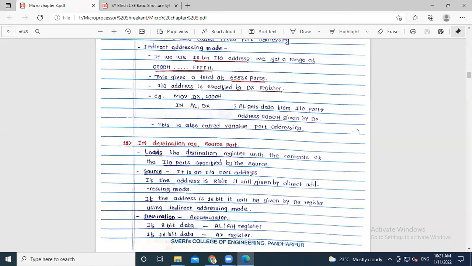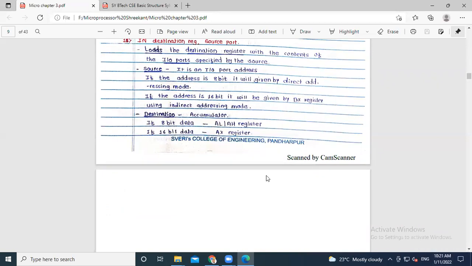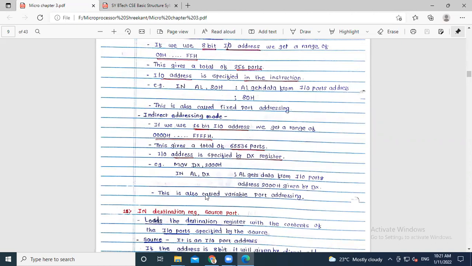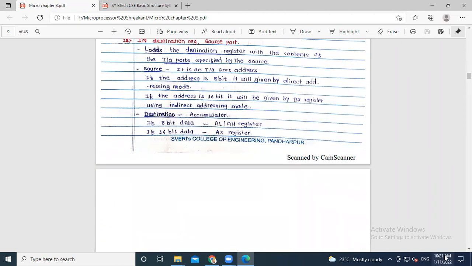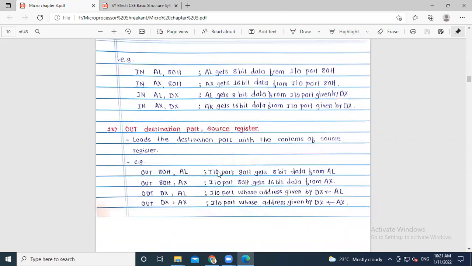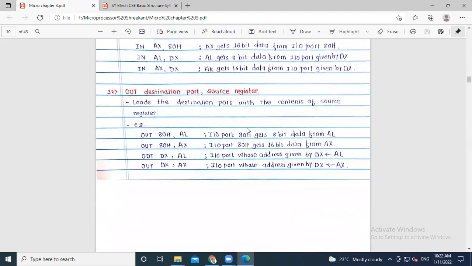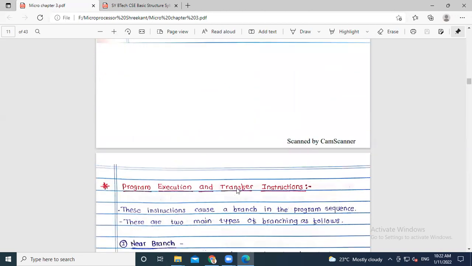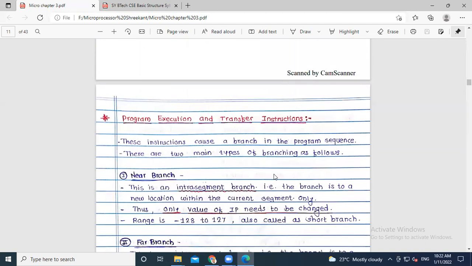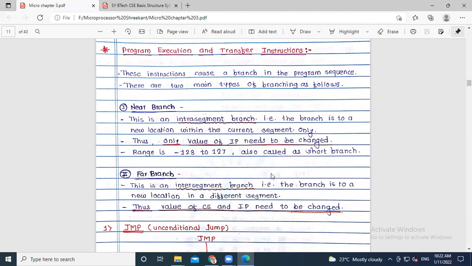So dear all students, now it's 10:20. I will give you 10 minutes, up to 10:30. Read whatever instructions I covered, all 12 instructions. Again, I'll start the lecture at 10:30 with the next topic, program execution and transfer instructions. Up to now we studied data transfer instructions. I'll give you 8 minutes; please all of you go through all the data transfer instructions. Please carry on for 10 minutes. Please mute it, don't disturb others.